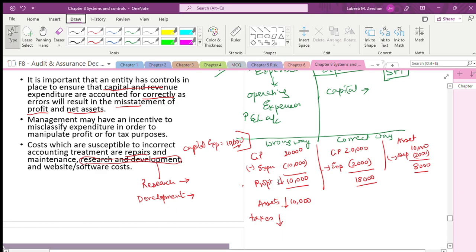See that whenever we have the research and development, they are two different things. They are not the same. Research cost will always be expensed. Always. Research means still in process. Getting my point? Research is nothing but it is still in process.